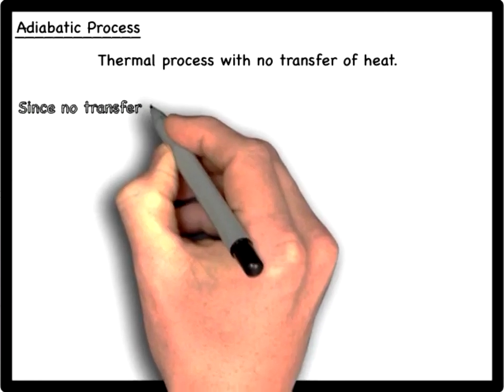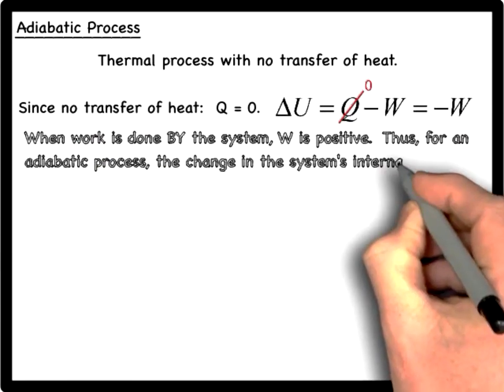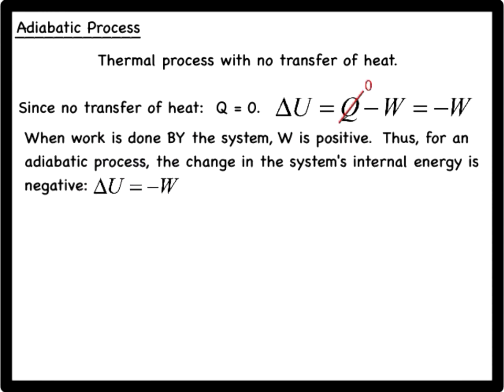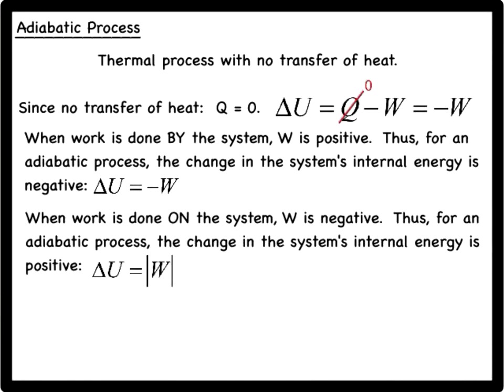Since there is no transfer of heat, either from the system or to the system, Q is zero, and the first law indicates that delta U is equal to minus W. Thus, when work is done by a system adiabatically, W is positive, and the internal energy of the system decreases by exactly the same amount. Likewise, when the work is done on the system adiabatically, W is negative, and the internal energy increases correspondingly.